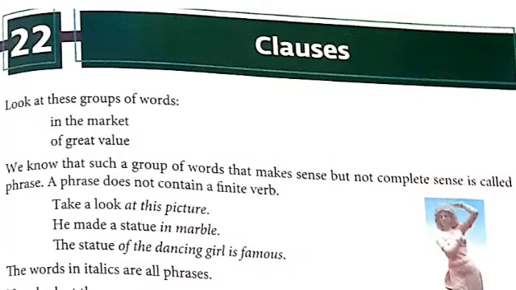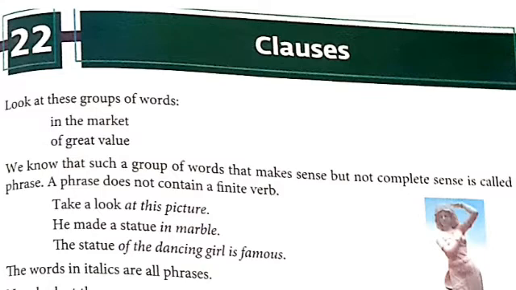Chapter 22: Clauses. Look at this group of words: in the market of great value. We know that such a group of words that make sense but not complete sense is called a phrase. Now, a phrase does not contain a finite verb.